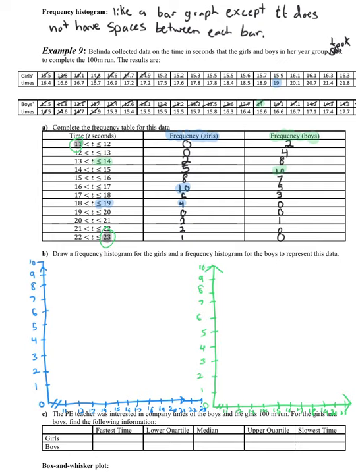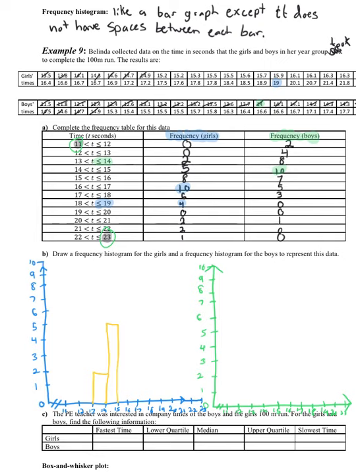And now for the data part, we start with the girls at 11. They had 0, so we don't need to put anything down. At 12, they had 0. At 13, they had 2, and that was 13 to 14. And then at 14, they had 5, so we go all the way up to 5.